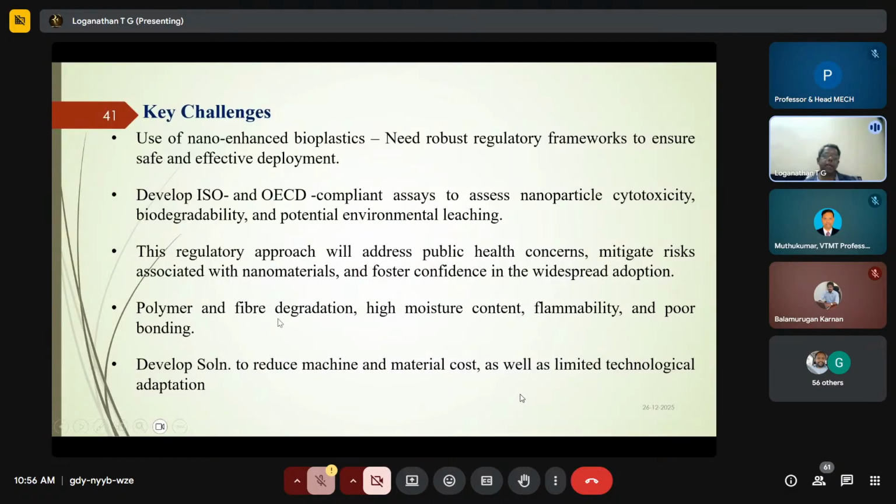So polymer and fiber degradation, higher moisture content, flammability, and poor bonding are some issues. When you are doing the research, our research should be a bottom-up approach. Initially we cannot go for the regulatory framework. What we can do is develop a solution and study the response of the material, and see whether it is going to support the environment and the intended application. Then we can go for getting some standards, and then we can submit that as a regulatory framework. But when it comes to application, people will first look into whether it follows a regulatory framework. So research always starts from the bottom and goes up to the top in order to formulate a framework.